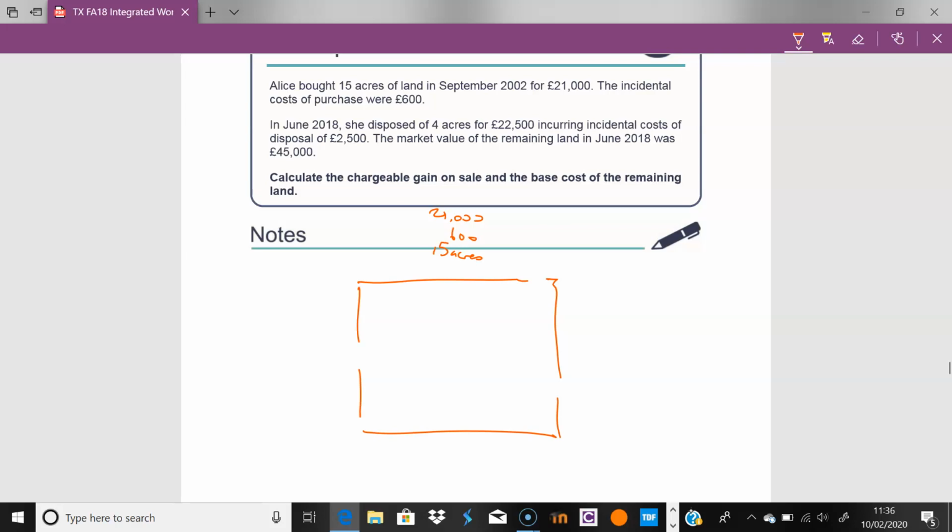And then what she does is, in June 2008, she sells off 4 acres. So that's 4 acres there, and that's 11 acres there. I'm told that she sells off 4 acres for 22,500, and it says here that the market value of the rest of the land is 45,000. So this is the sale. These are the proceeds from the sale.